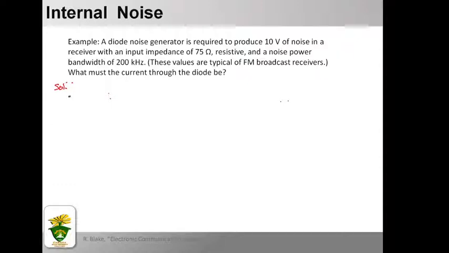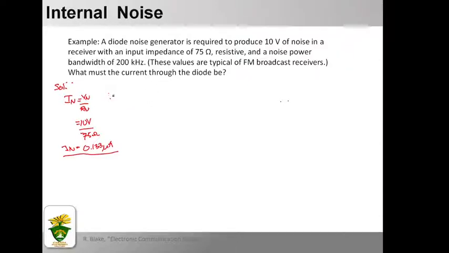Using Ohm's law, we have IN equal to Vn over Rn. Given Vn equal to 10 microvolts and Rn equal to 75 ohms, therefore IN, or the noise current, is equal to 0.133 microampere.